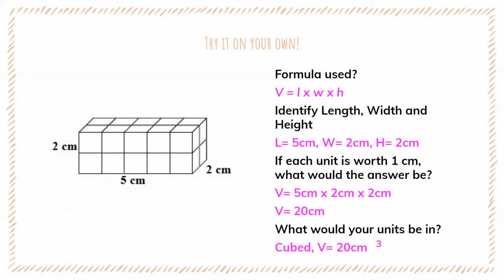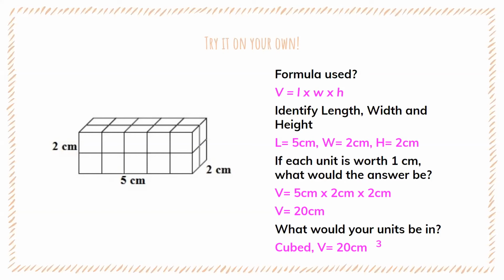And then when we identify the length, the width, and the height, I have my length identified as the 5 centimeters shown at the bottom of the rectangular prism. And then my width as 2 centimeters shown on the side. On the right side of the rectangular prism, we can see that it is 2 units. And then our height shown as 2 centimeters because we also have 2 units for our height. And then if each unit was worth 1 centimeter, what would the answer be?